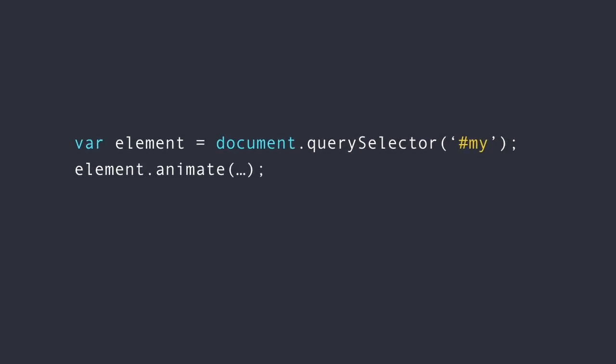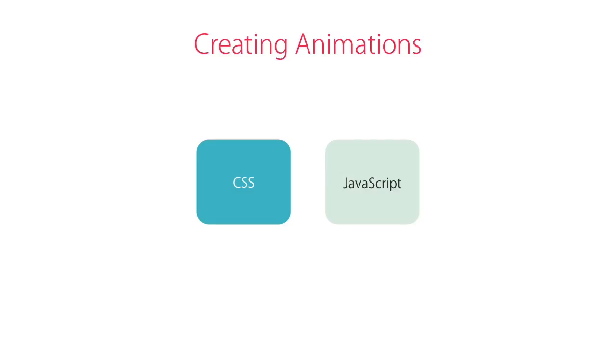Here's an example. So we get a reference to a DOM element, and then we can call the animate method on that element. As simple as that. So there are basically two ways to create animations in web applications. You can use CSS and or JavaScript. But where does Angular come in this picture?